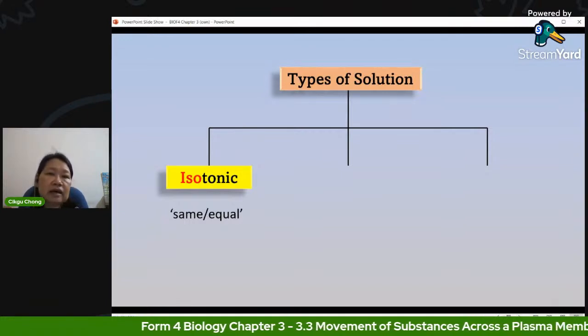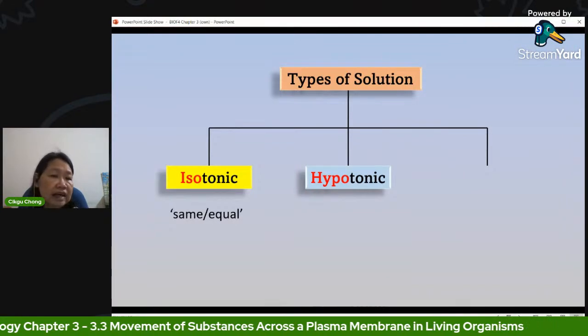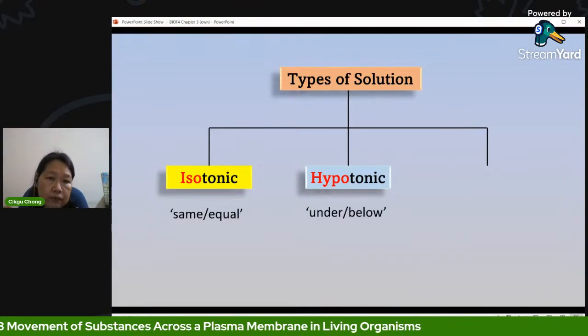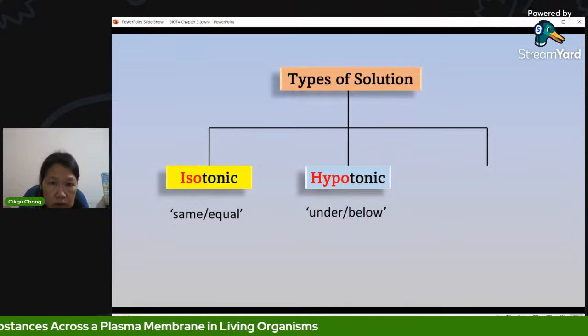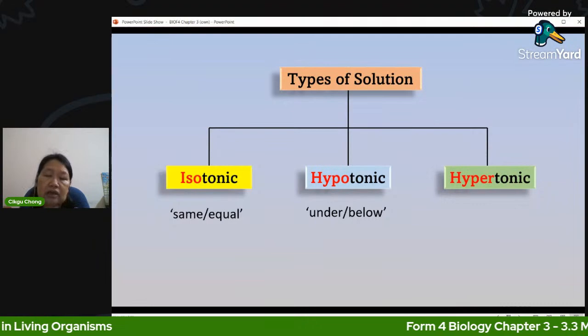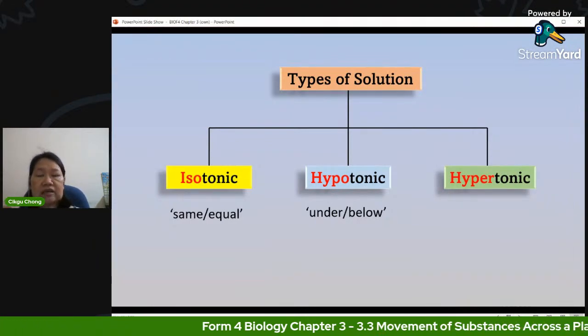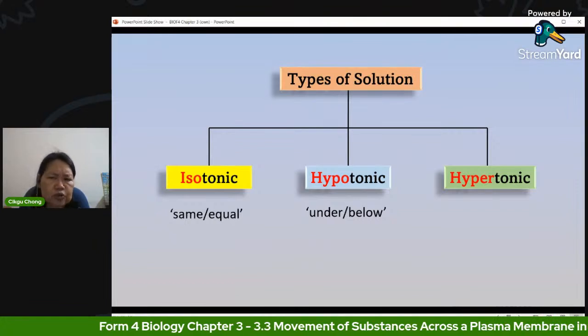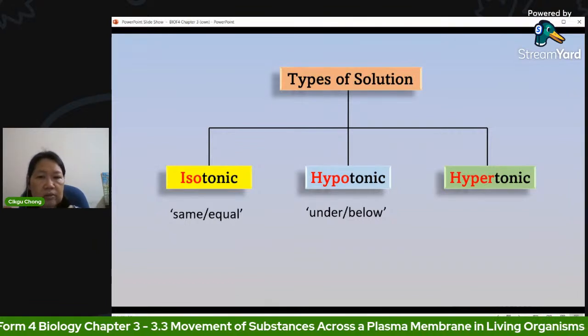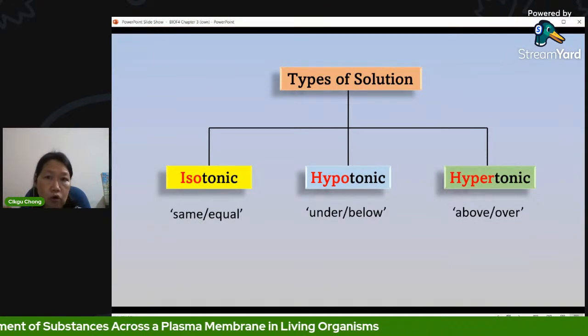Then the second one is called hypotonic. Hypo means under or below. That means lower. Then the other word, hypertonic. Hyper means above. I'm sure you've heard the word hyperactive people, right? Hyperactive kids. Kids are too active. They jump about, they're bouncing off the walls, right? That's hyper. So above or over.